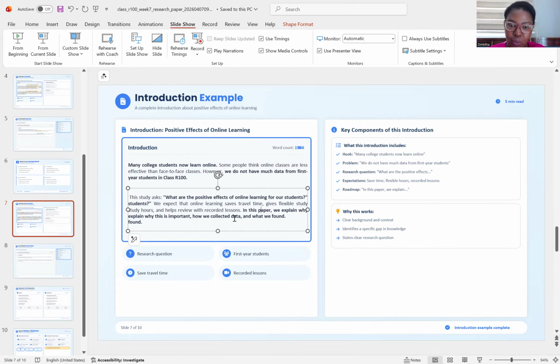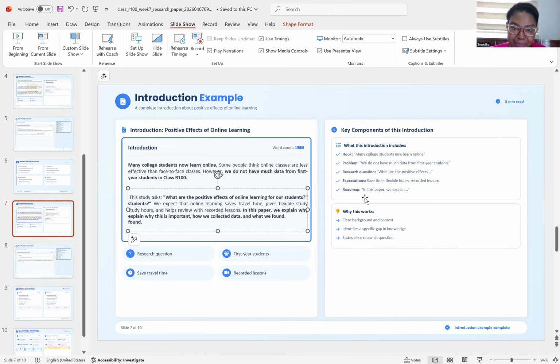In this paper, we explain why this is important and how we collect data and what we have found. All right. So as you can see, an introduction gives us a bit more context than the abstract. Okay. It has a hook. It tells us what's the problem. It tells us our research questions, the expectations of the answers. And it gives us a roadmap.